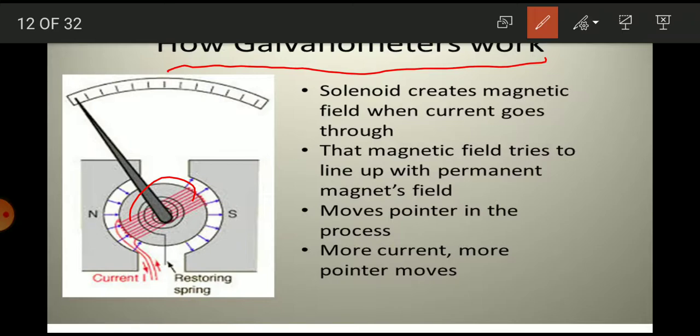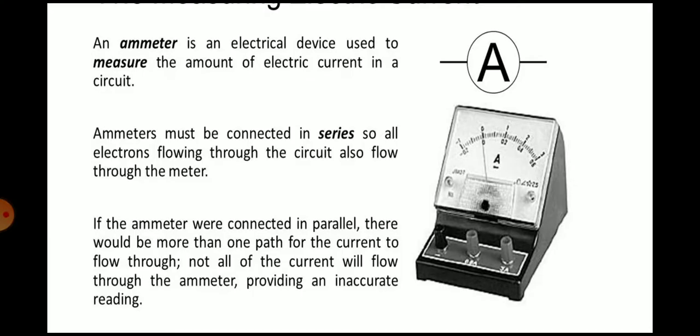More current, more the pointer moves. The more the current, the more the deflection. If current is flowing through the coil, the coil will experience a magnetic force which deflects the coil. The more the amount of current, the more the deflection.